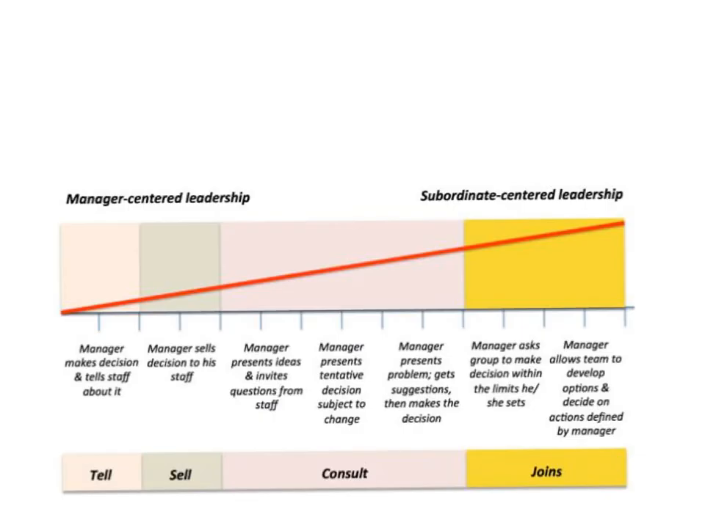So now if we look at the manager actions, we can see in tell, the manager makes decisions and tells staff about it. In the sells, the manager sells decisions to his or her staff. The manager presents ideas and invites questions from staff in terms of consult. The manager presents tentative decisions subject to change. The manager presents problems, gets suggestions, then makes the decision. And the manager asks the group to make decisions within the limits he or she sets. And finally, the manager allows teams to develop options and decide on the actions defined by the manager. So we do see an autocratic approach, which then, I suppose, moves forwards depending on the trust that is possibly given to its subordinates.